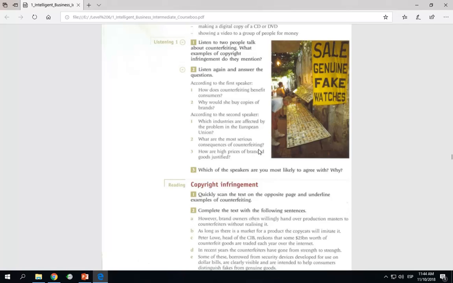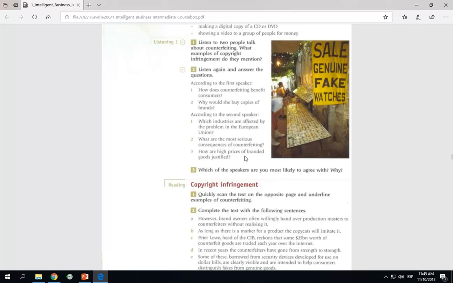I would say loss of jobs for people who work at genuine companies. I would say quality risks. If you have some products and it doesn't work well, it might be dangerous. And for medicines, it may lead to less incentive to invest in research for new medicines, and I think that's a serious thing.